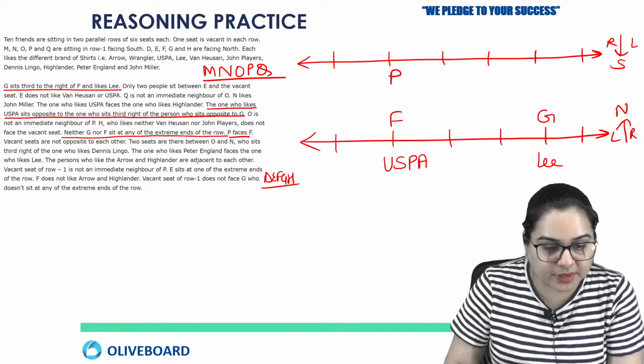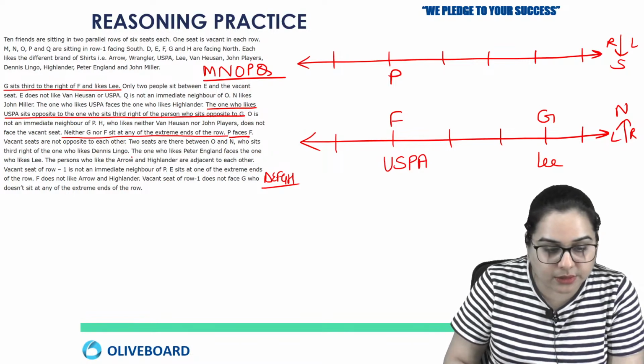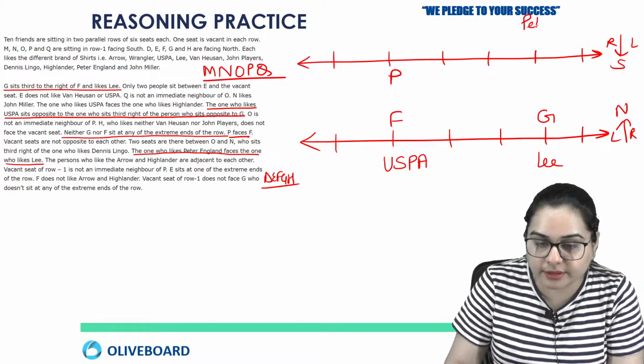Okay. So here you have this line that 2 seats are there between O and N, who sits third right of the one who likes Dennis Lingo. Okay. Now these are the names. One more information. The one who likes Peter England faces the one who likes Lee. Okay. So opposite Lee we have to fill Peter England.